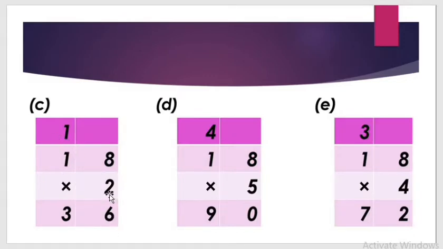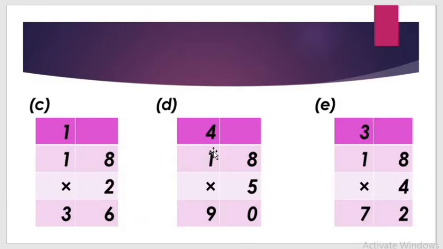Sorry, 18 2s: 2 8s are 16. 6 here and 1 is carried. Then after, 2 1s are 2, plus 1. So how many? 3. So what is the answer? 36. The answer is 36, so 18 2s are 36.